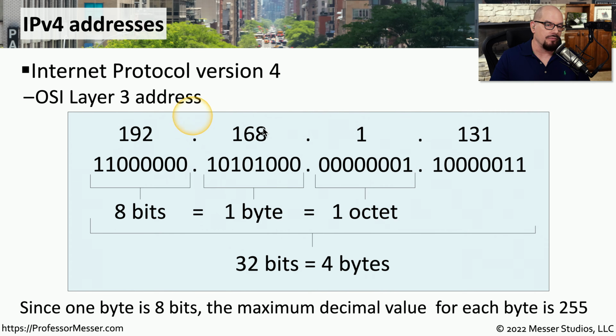IPv4 addresses are 4 separate numbers, all separated with a period. So an example of an IPv4 address would be 192.168.1.131. We can also view this in a binary form.